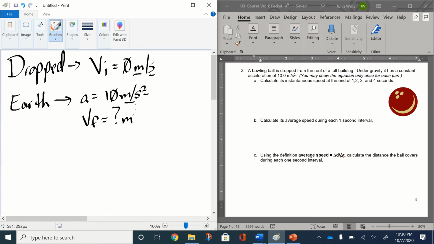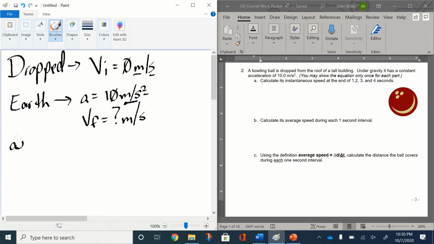I don't know what that's going to be. It's probably going to be measured in meters per second, because those are the units that you see in all of the other values that are provided. Why make this in miles per hour and then have to do a ridiculous unit conversion? That's silly. If you're measuring this at the end of 1 second, 2 seconds, 3 seconds, and 4 seconds, we're going to have to do this problem 4 times.